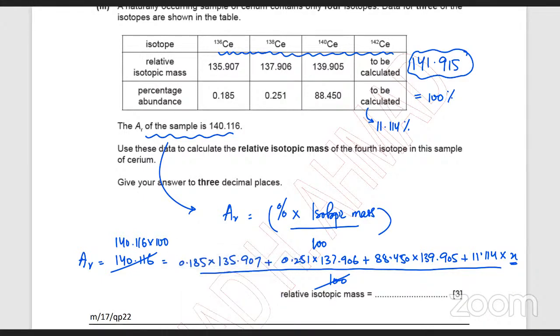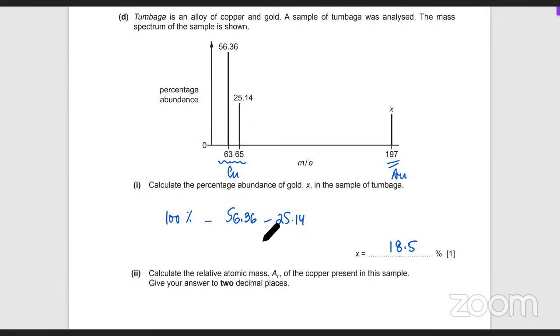So that's how we're going to calculate this one as well. कि ये जो paper था ना, इसके अंदर they've told us that there's Tumbaga, which is an alloy of copper and gold. So this is my copper and this is my gold. First thing that he asked was, okay, what is the percentage of gold? So I know that the total of this is 100%. So if this is 56.36, this is 25.14, 100 में से minus करो, so you'll get what X is. ठीक है? So you'll know कि the amount of gold in the sample is 18.5%.